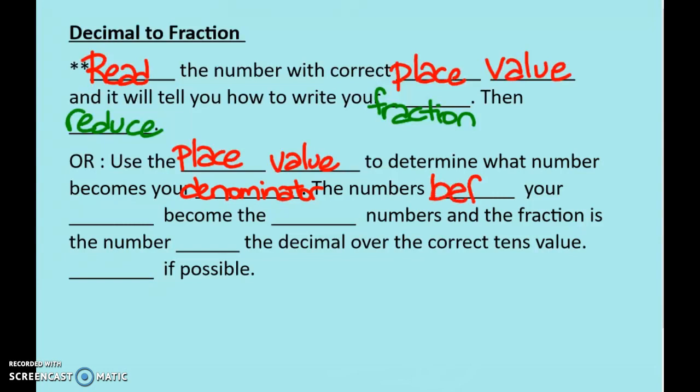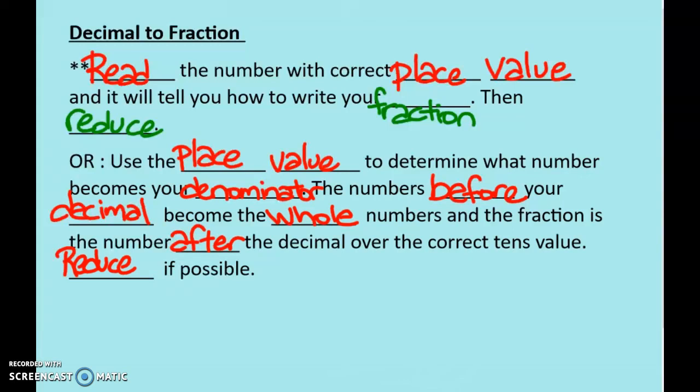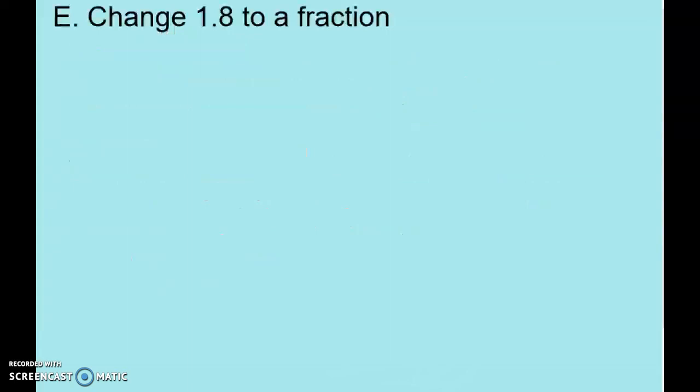So let's look at some examples of what that actually means. If we have to change 1.8 to a fraction, 1.8 is also 1 and 8/10. So that 8/10 is pretty much telling you how to write the fraction. It would be 1 and 8/10. Okay? And then we would reduce from there.